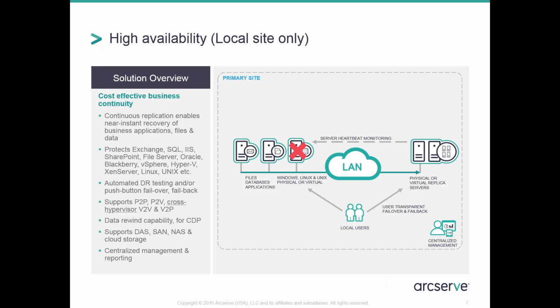So this is the first use case for high availability. Here I'm talking specifically about the high availability option of our solution. You can see on the left-hand side the overview of the solution and the environments we protect. There are many solutions, many ways we can protect your environment here.